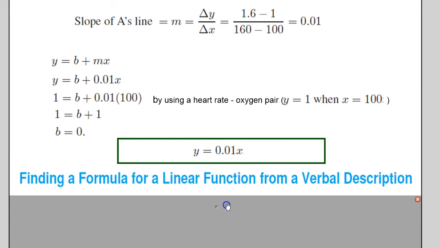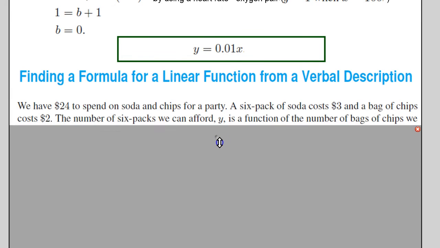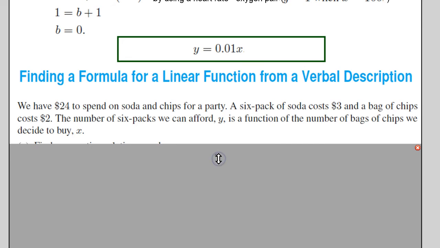Now, what if I don't have a table or graph and just have a verbal description? If I just have a word problem, how do I know, number one, is it linear, and how do I come up with the equation? That's super easy. Let's take a look at an example.